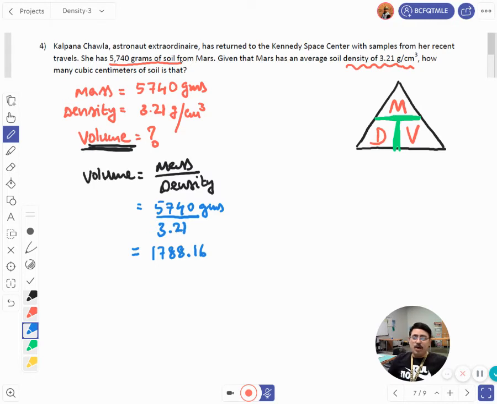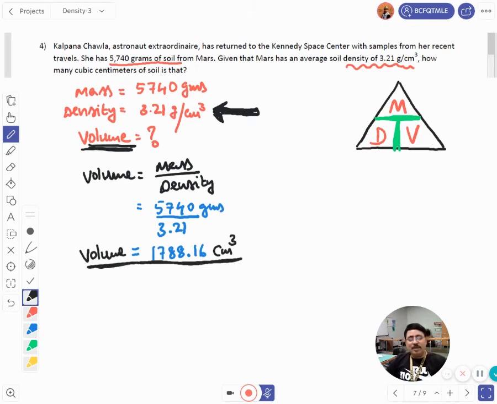Anyhow, this is volume. You have to be a little careful while writing the units. I see that the density is given in grams per cubic centimeter. So obviously the unit here should be cubic centimeters. That's the volume. So this much of volume. See, the numbers I am supplying in this question may not be the actual numbers. I just cooked up some stories. Okay. Now, any questions?